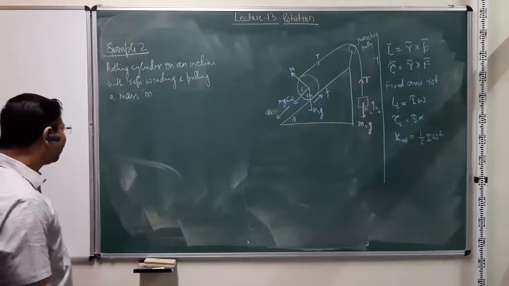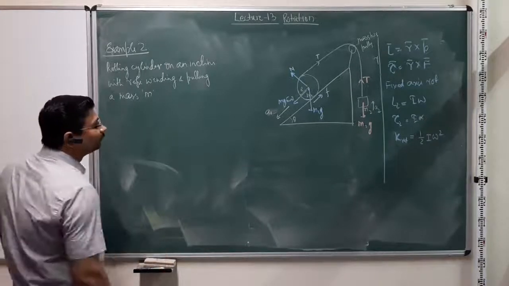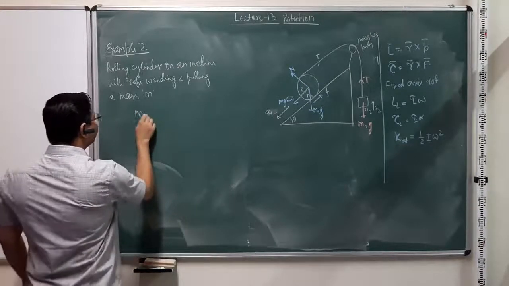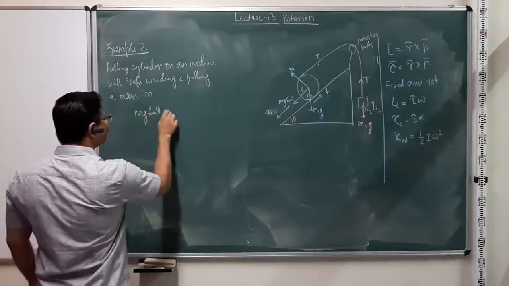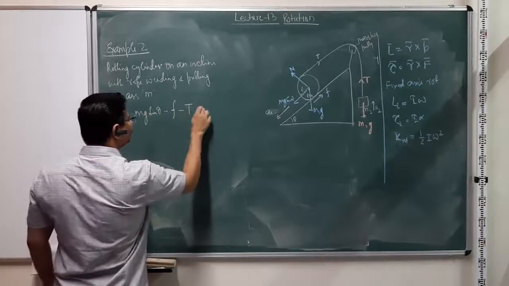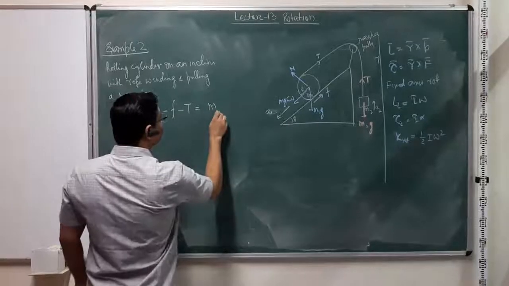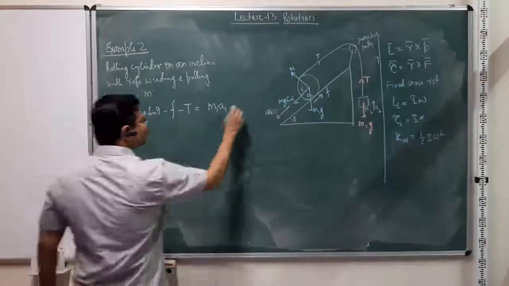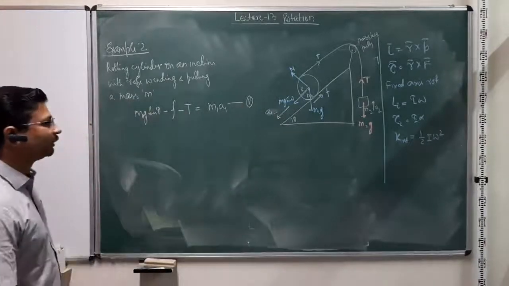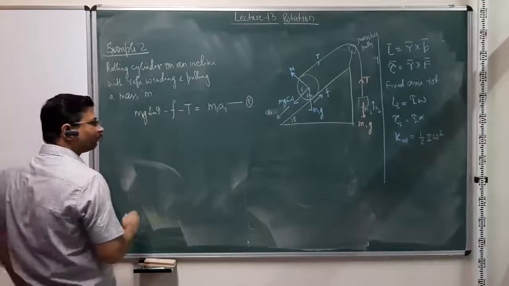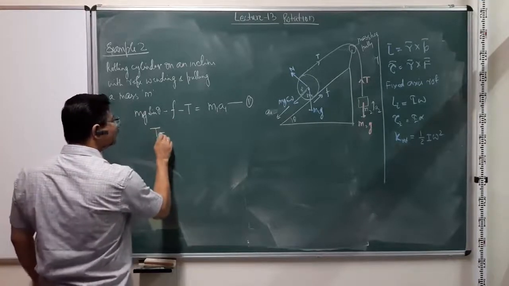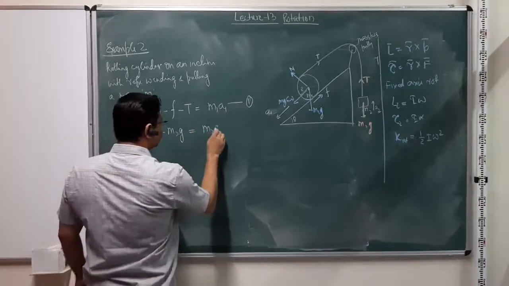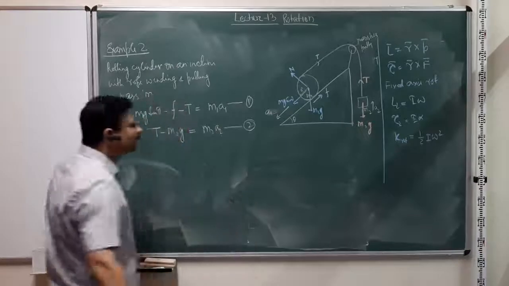Okay. So we can again start writing down the equations of motion. If you want to write it down, then we'll have m1g sin theta minus f minus T is equal to m1 a1. So this is one equation. Similarly, we will have for the other one: T minus M2G is equal to M2 A2. This is my second equation.